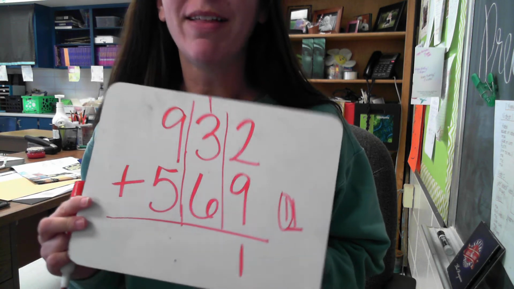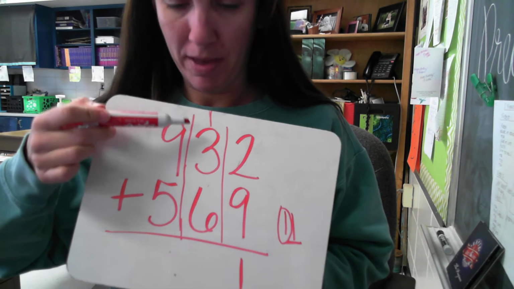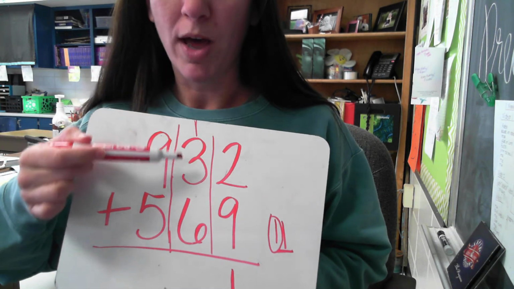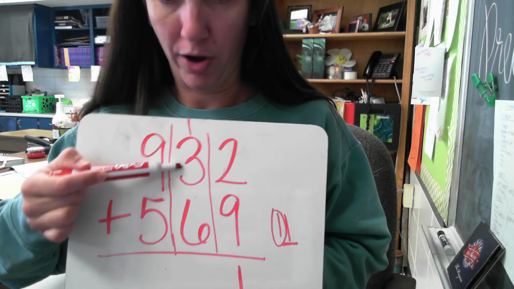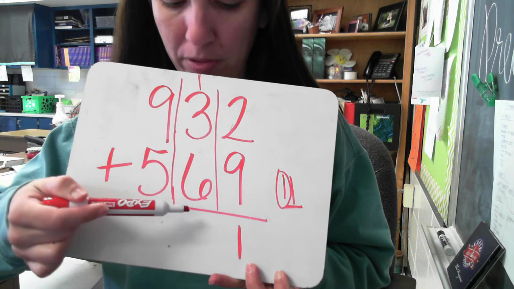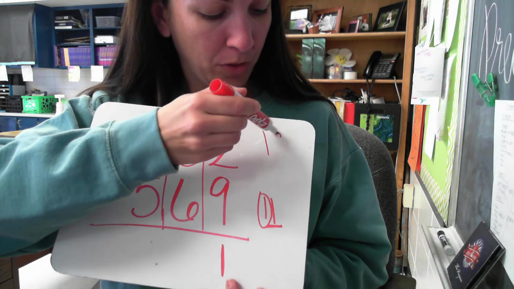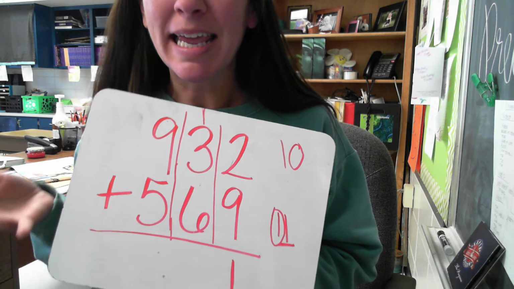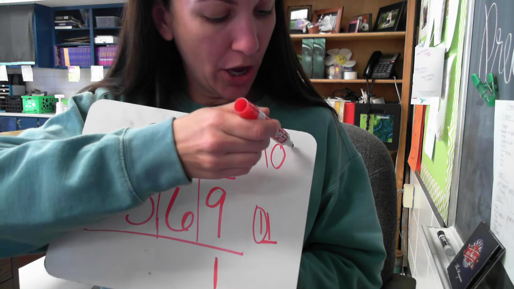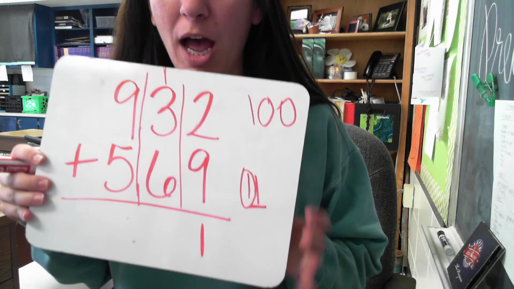All right, so now let's add the tens. Make it rain from the top to the bottom. What is 1 plus 3? 4. Good. What is 4 plus 6? 10. That's right. I'm going to come over here. Who remembers how much is 10 tens? 100. Good job. Great job, boys and girls.